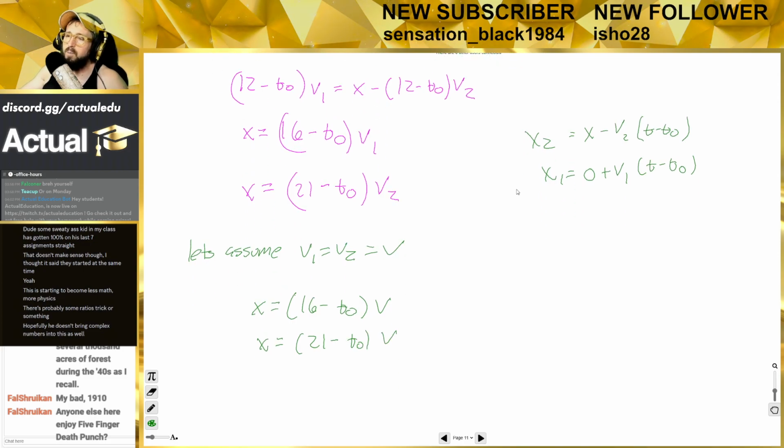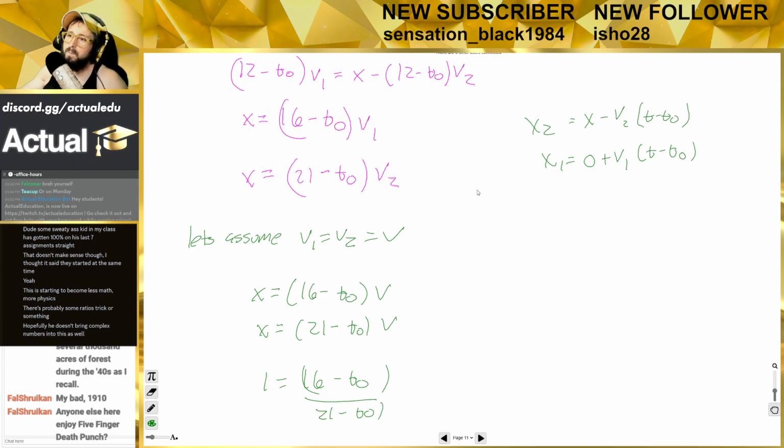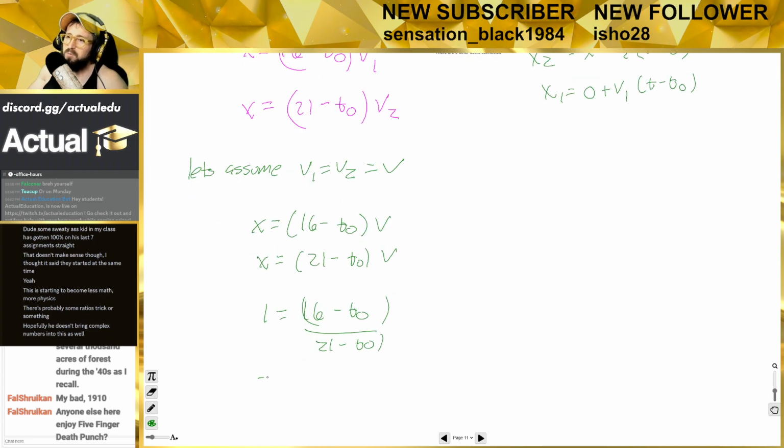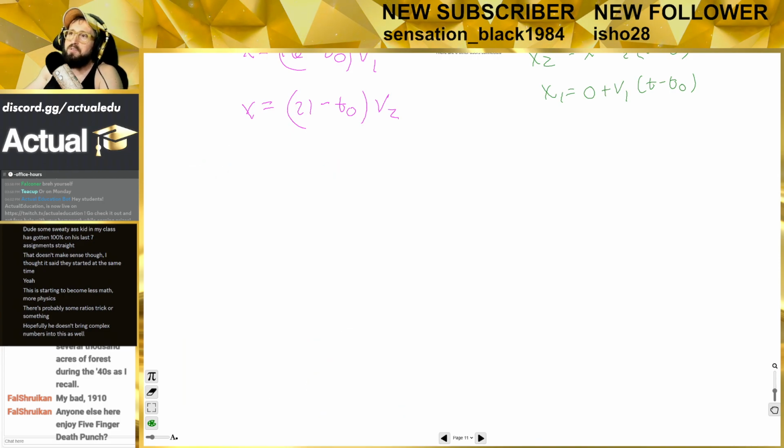Right. Oh, but this isn't good actually, right? Because if I divide these two, this gets me 1 is equal to 16 minus T0 over 21 minus T0. This is why we prove this doesn't work though, Jamarcus, right? Because I get 21 minus T0 is equal to 16 minus T0. So 21 is equal to 16. Nope. Okay, so that proves right away that V1 and V2 can't equal each other.